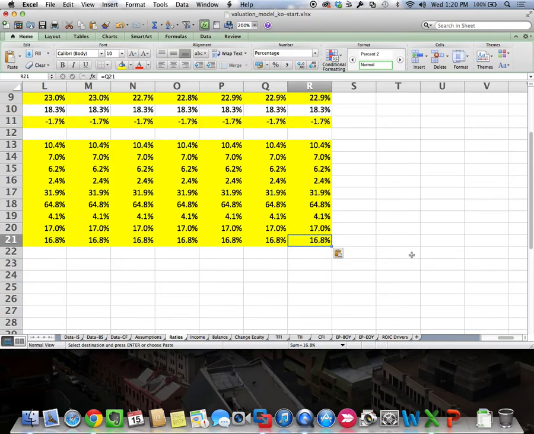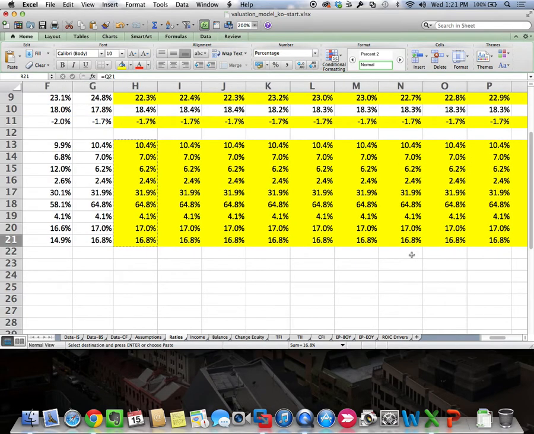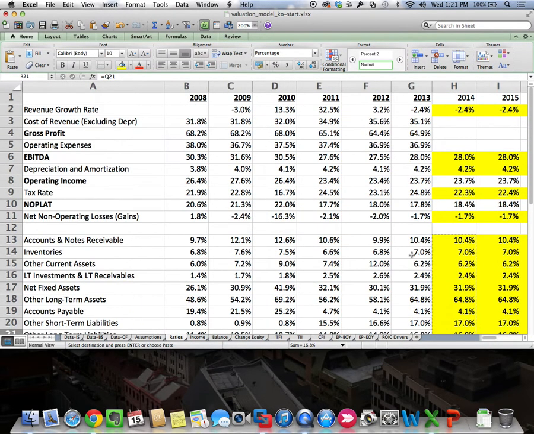Yes? Going along with that, is it all right that the tax rate is just a running average of the previous? So that's a great point. I forgot to do that. Thank you for pointing that out. The other thing we wanted to do with the tax rate, so again, make sure we go back and do this.